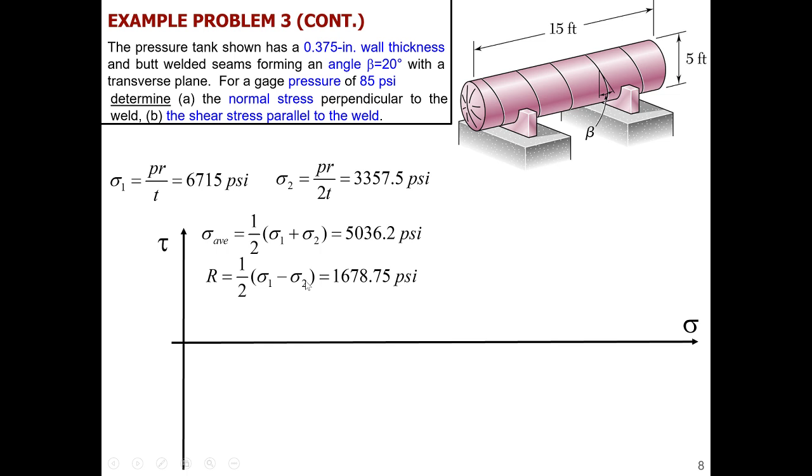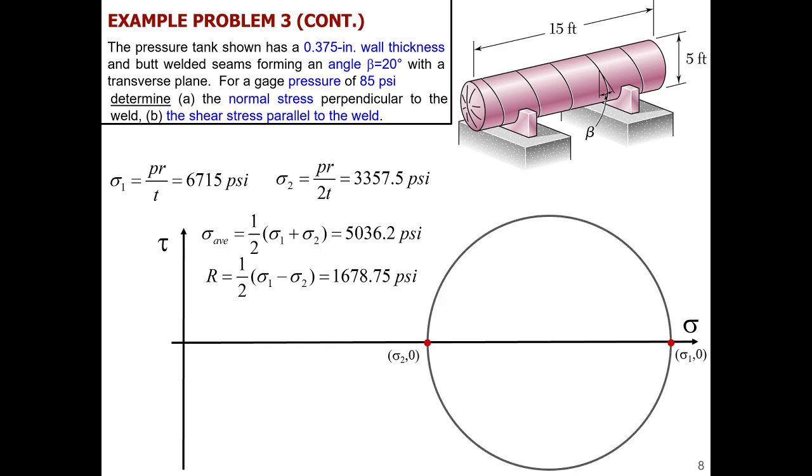And because it's principal stress, we don't have shearing stress appear, so these points will be on the sigma axis, right? Okay, so let's put it here. That's our sigma 1 and sigma 2, both positive. So we're in the positive part of the sigma, and that's where our Mohr circle will be.